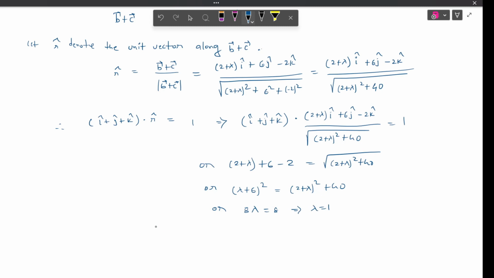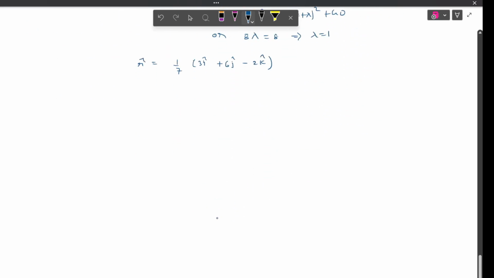Okay, now put the values in r cap. So r cap would be 1 by 7, 3 i cap plus 6 j cap minus 2 k cap. Okay, that's how we have to solve this type of problem. Let's see another question.